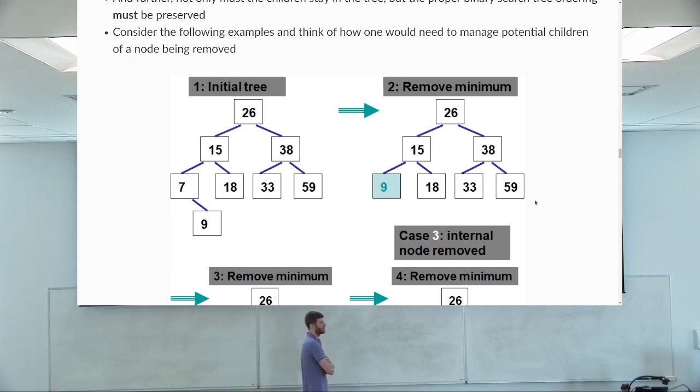9 is less than 15 because, well, it's on the left-hand side of the 15 tree. So we know it's safe to be the left child. So it's fine. And where else would we put the 9? We can't put the 9 anywhere else. It actually has to go there.